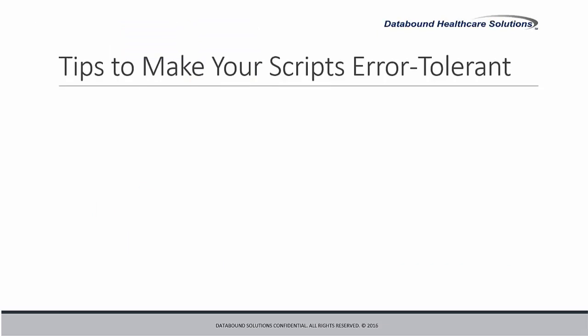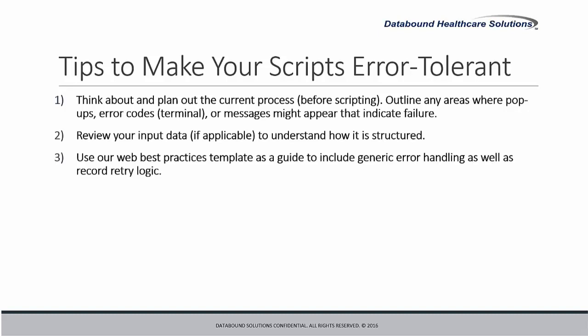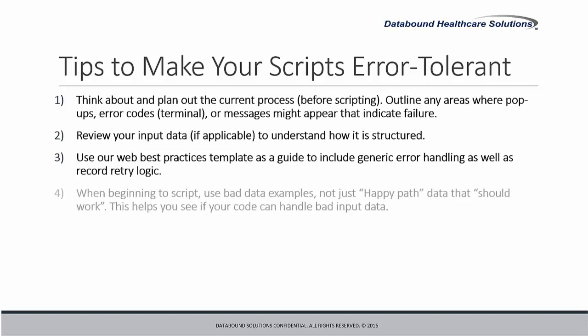So some tips to make your scripts error tolerant. Think about and plan ahead for your current process and outline any areas where pop-ups or error codes can occur. Review your input data to understand how it's structured. Use our web best practices template, which I'll be providing to you on the website as a guide to include generic error handling. When beginning a script, use bad data examples, not just happy path data or what should work, because a lot of times you will get bad data.